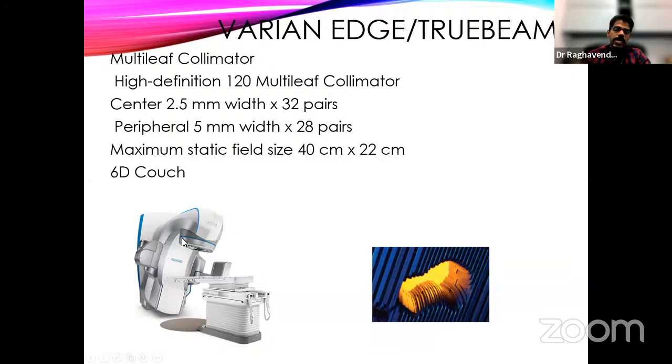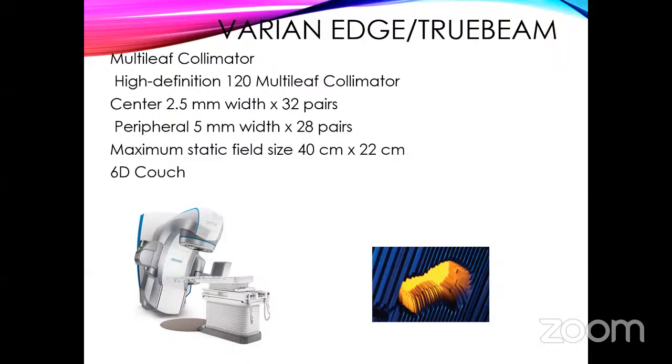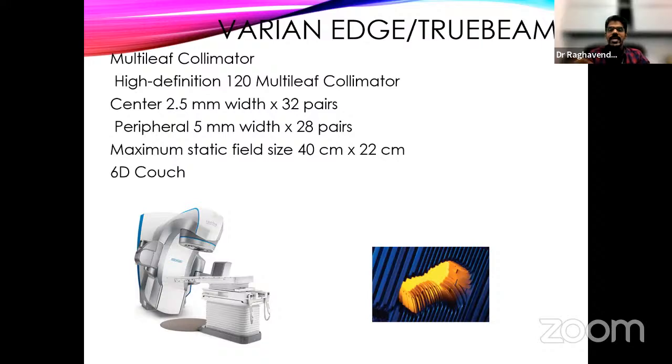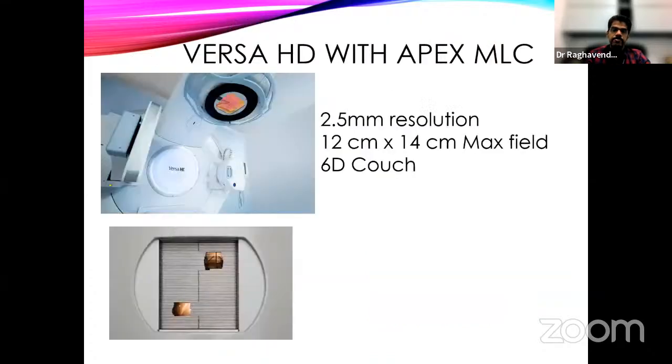It can go around like a normal linear accelerator, but the advantage here is the 6-dimensional couch, so that in addition to the 3 dimensions X, Y, Z, you can also take care of the pitch, yaw and roll. These 3 additional coordinates can also be used for setting up anatomically. The cone beam CT is a part of this machine.